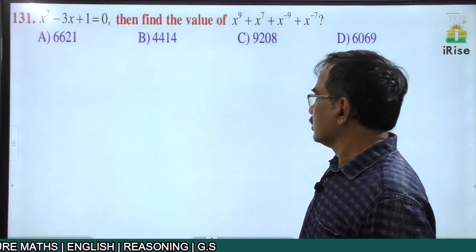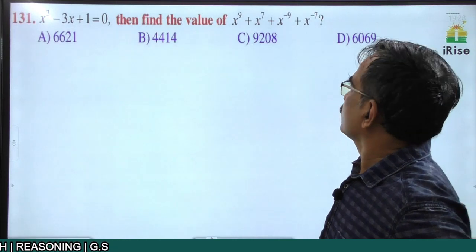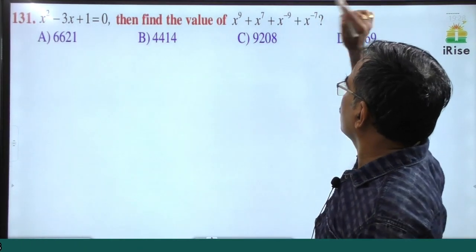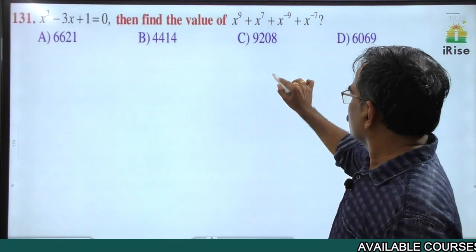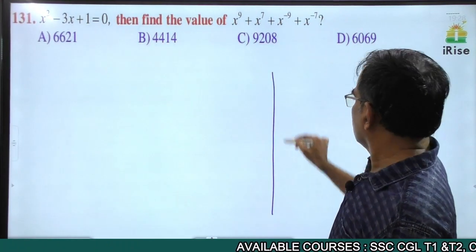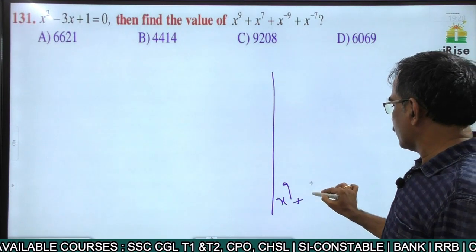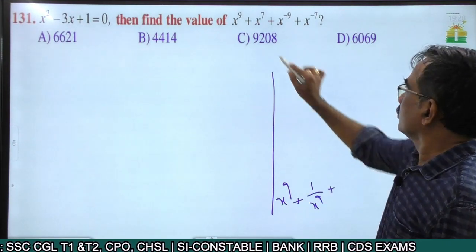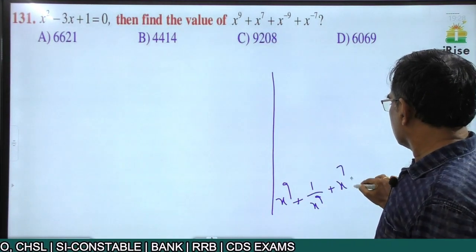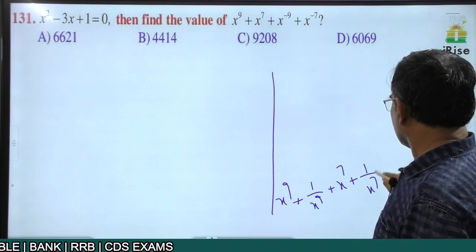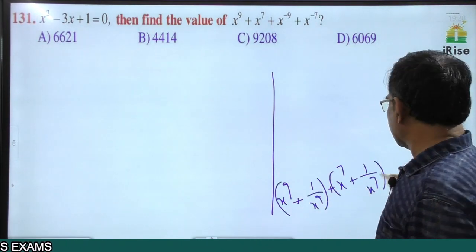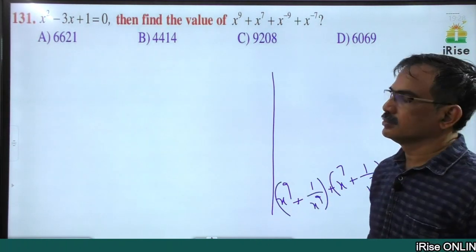If x square minus 3x plus 1 is 0, then what is x power 9 plus 1 by x power 9? The question is a very big question. It is x power 9 plus 1 by x power 9, plus x power 7 plus 1 by x power 7. So you have to find both and add. Then what is the answer?